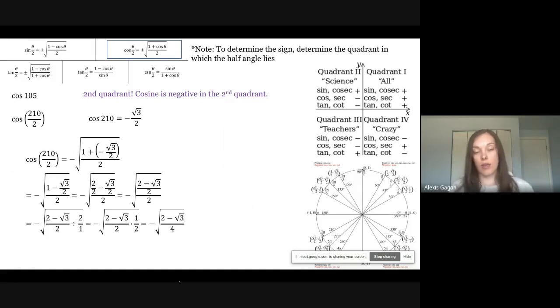Okay, questions with that one? And I don't want decimals. This is what I want. Okay, I don't want decimals. You can check yourself. If you plug cosine of 105 into your calculator and you plug this into your calculator, you should get the same number. Okay. Questions on that?